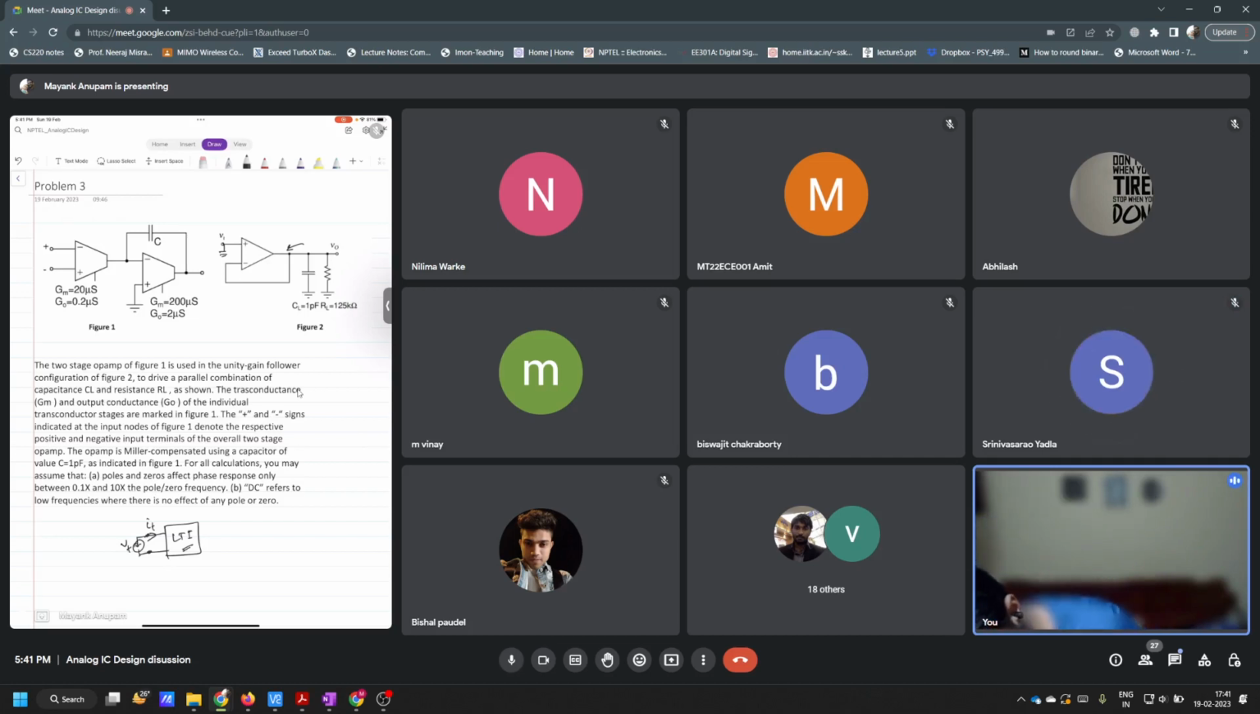So first thing, you have to desensitize the input. That is true. You have to make it ground here. Then what you have to do is apply the test voltage here. This is Vt, and find out how much current is going out of this. So that will be your output impedance. Vt by It is your R out.